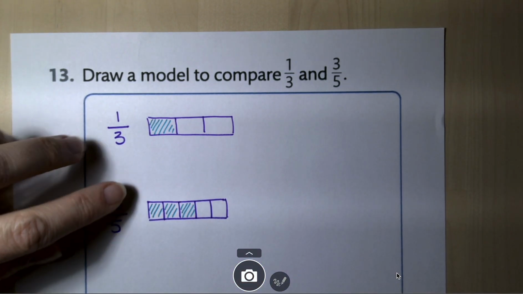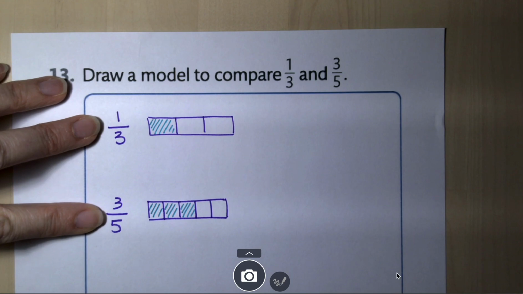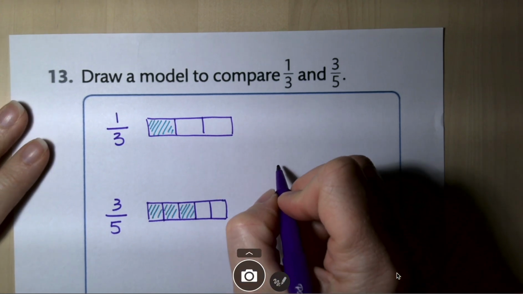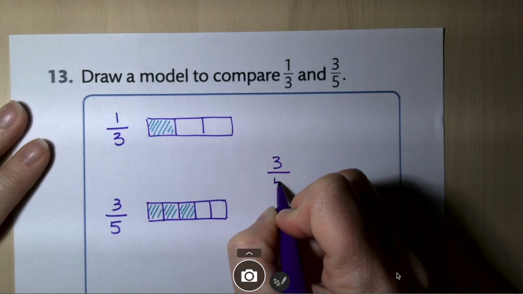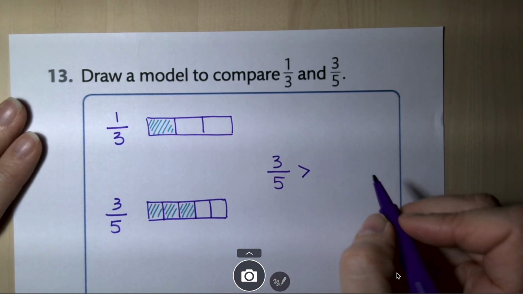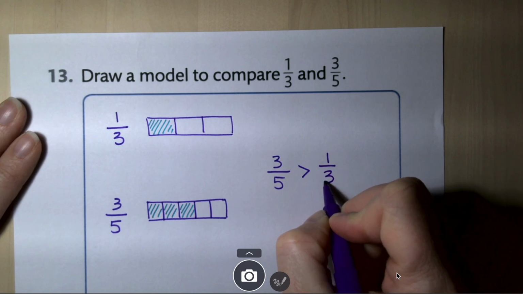And I can see pretty easily that when I compare those two bar diagrams, I can see that 3/5 is greater than 1/3. So I'm just going to write an inequality here. 3/5 is greater than 1/3.